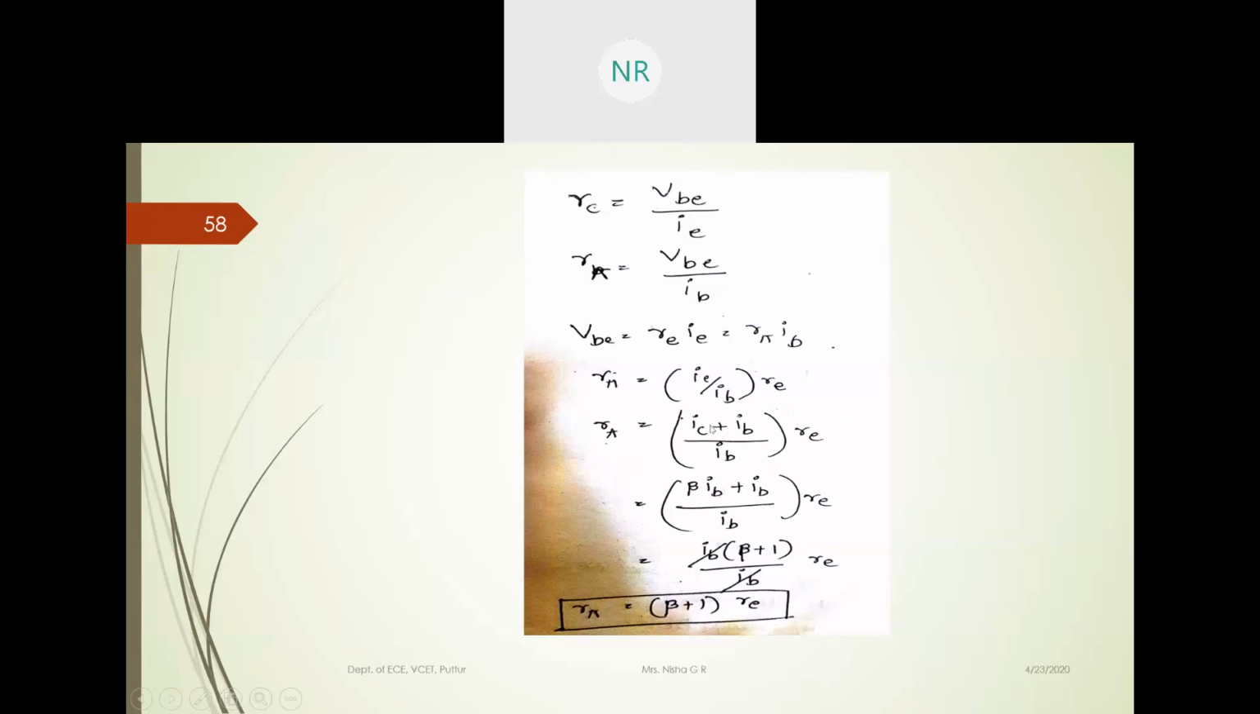Again, I'm writing this IC in terms of IB, that is, beta into IB. So here IB is common. Take that outside, IB will get cancelled. Inside the bracket, you are going to get beta plus 1, that into RE. So this is the relation between R pi and RE. That is, R pi is equal to beta plus 1 into RE. This is also very important.